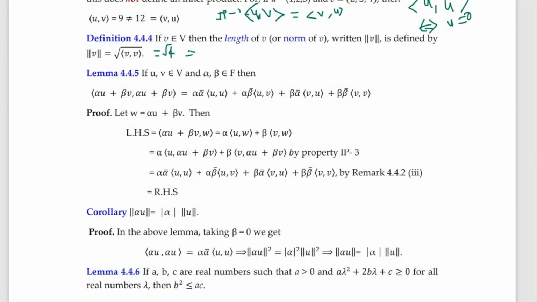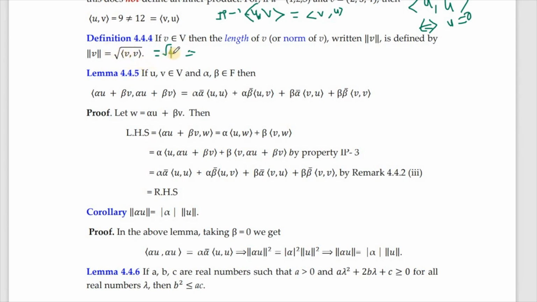So next we have the definition of the length of a vector v, which is written with double lines. Inside these two double lines you have v, read as the norm of v, and it is defined as the square root of the inner product of v with v. The inner product of two vectors is a scalar, so we consider the inner product of a vector with itself.